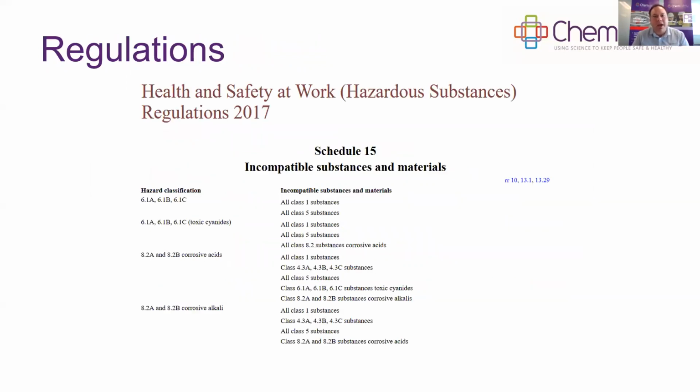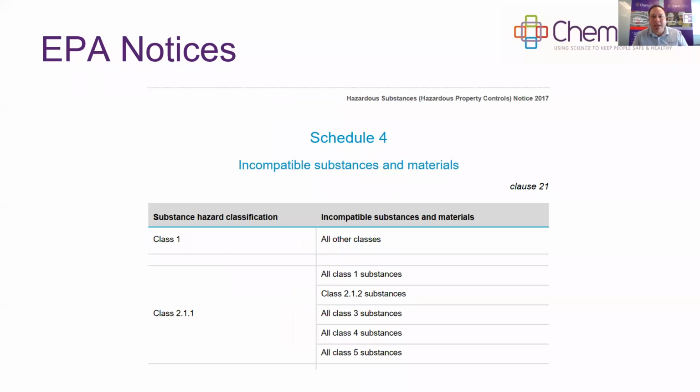Also, we will find the bulk of that information from the regulations. So they have them in all separate tables. This one here is Schedule 15, but you'll find them throughout the regulations. This particular schedule here is mainly for corrosives and toxins, but you'll have them for class 2, 3, 4, and 5 substances also. You'll also find information with regards to your incompatible substances, of course, in our EPA notices.